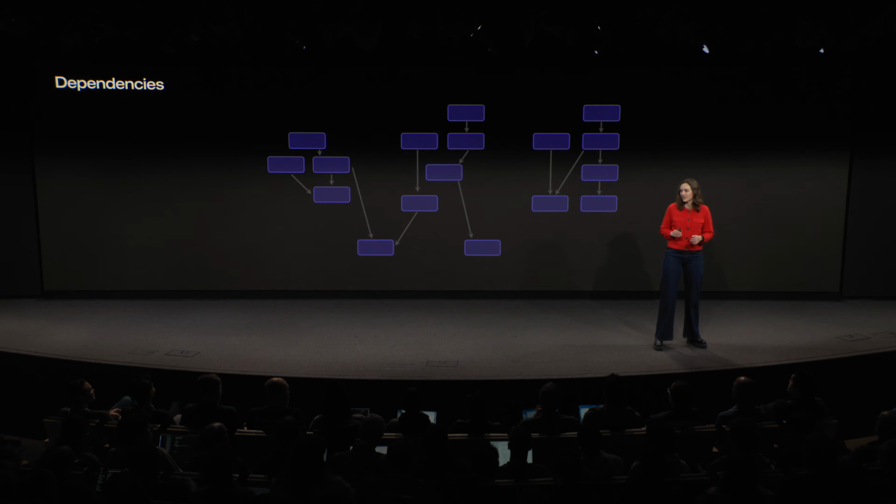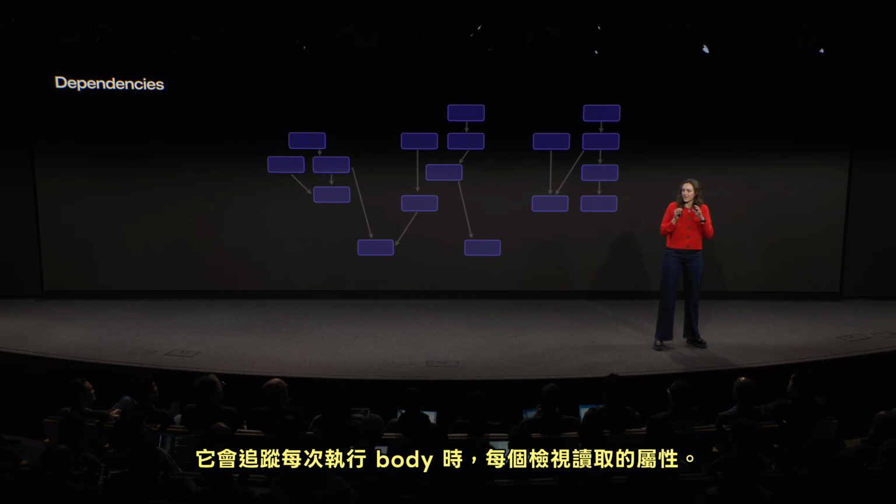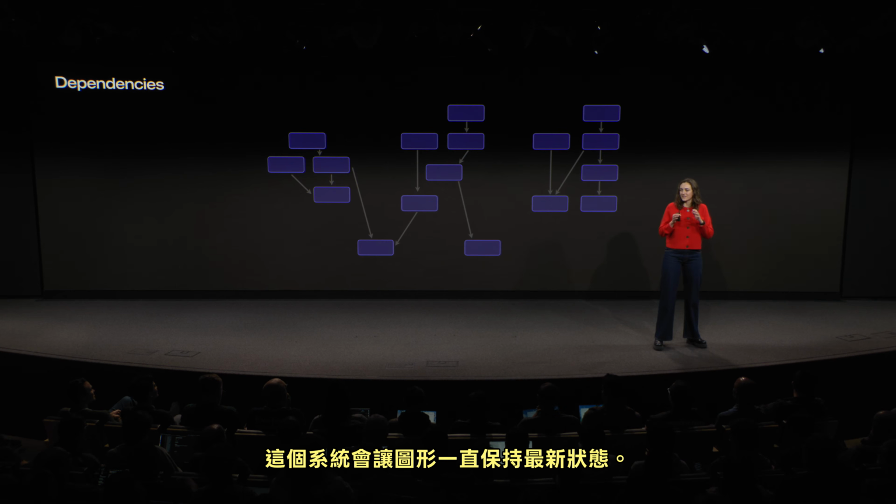This is sophisticated, and there's great news. You do not have to build this graph yourself. SwiftUI builds it for you, automatically, in its dependency graph. It keeps track of the properties that each view reads every time it runs body. This system keeps the graph continuously up to date.